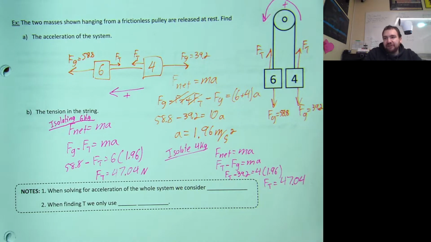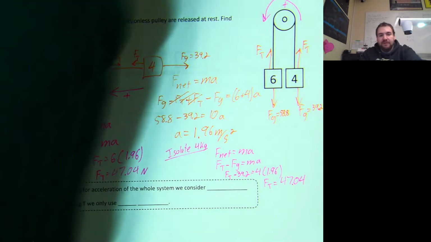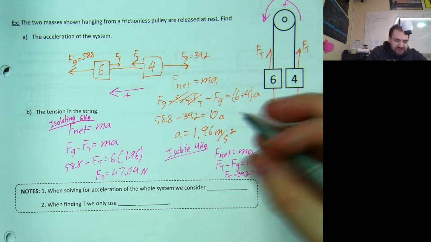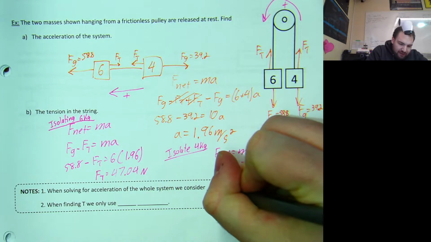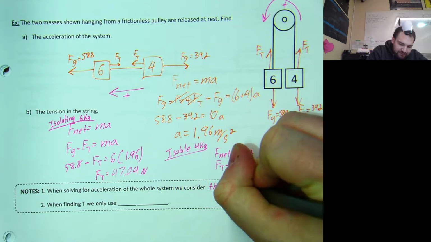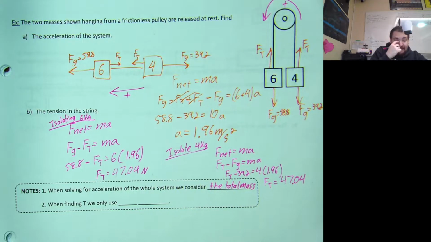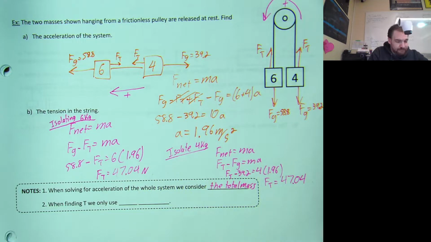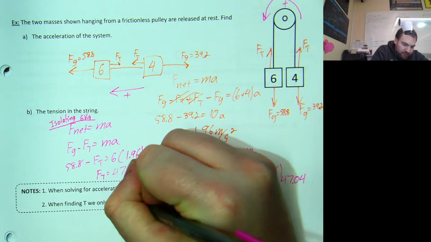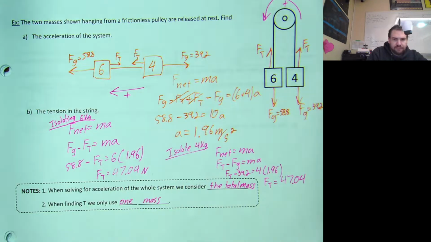So when solving for acceleration of the whole system, we consider the total mass. We treat them as one. When finding tension, just like before, James, good morning, we find T only using one mass.